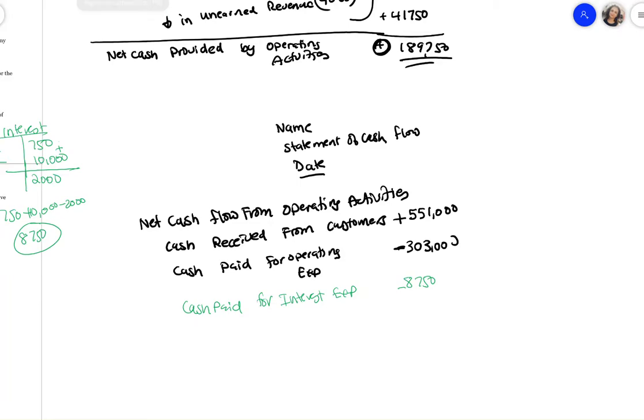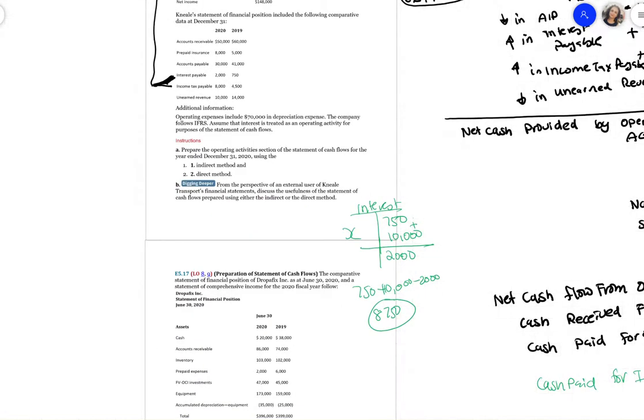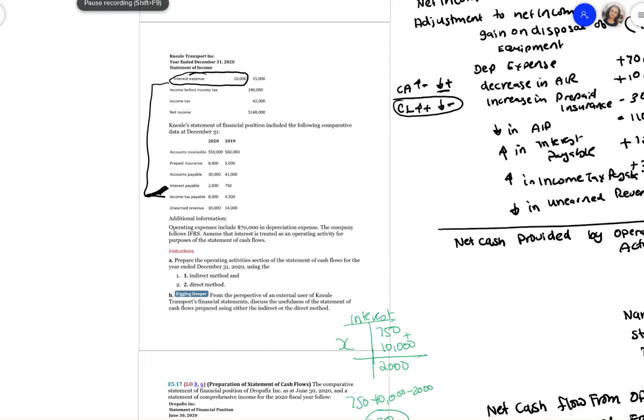The next one, what we need to do is see what is the next one. The next one is our income tax. Income tax, we needed to connect it to the income tax payable. And how we're going to connect it is by doing the same thing that we did to the interest. We're going to be doing the same thing.